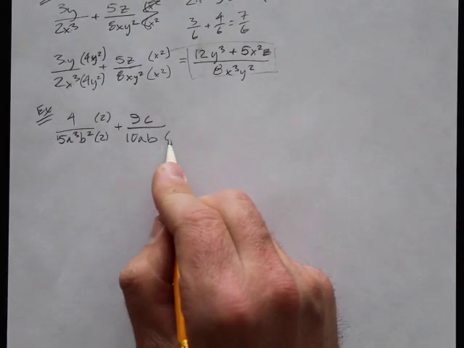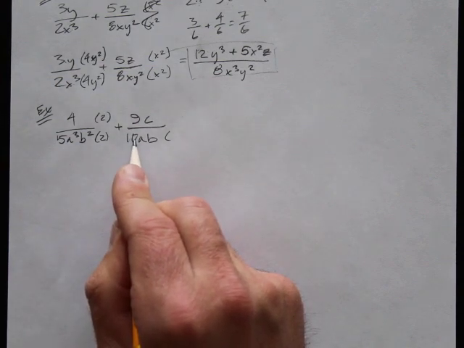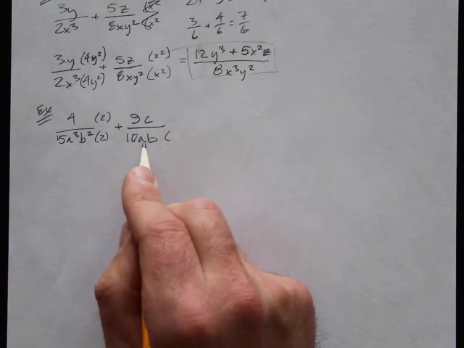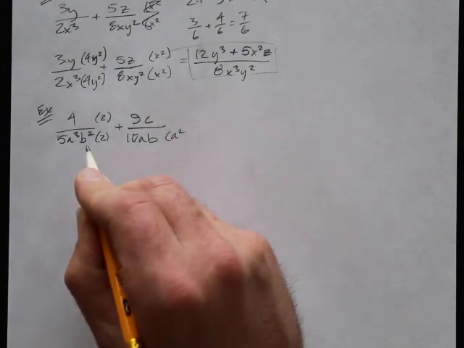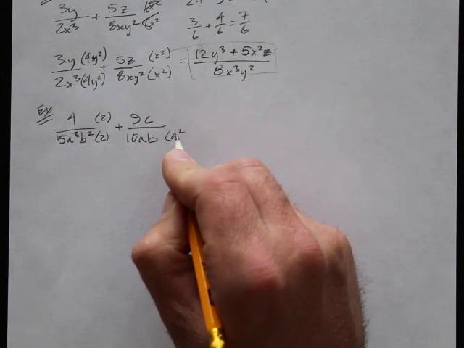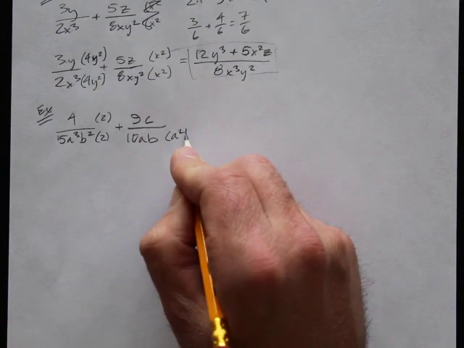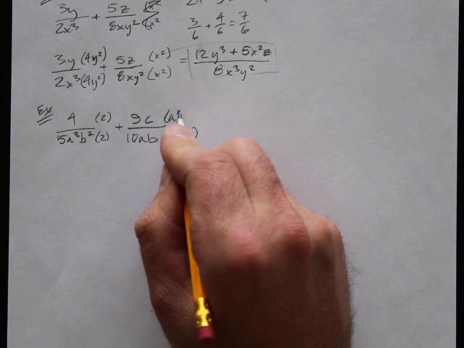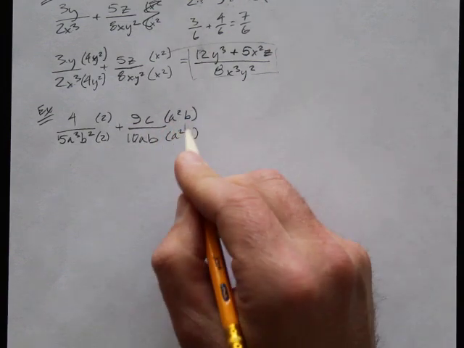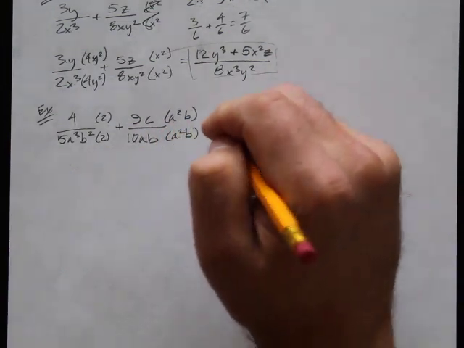This one here, I don't need anything to multiply by this 10. I've got that handled. Now this a, though, I need to multiply by a squared in order to get to a cubed. And then this b, I need to multiply by b in order to get b squared. A squared b. So I need to multiply. What I do to the bottom, I do to the top.